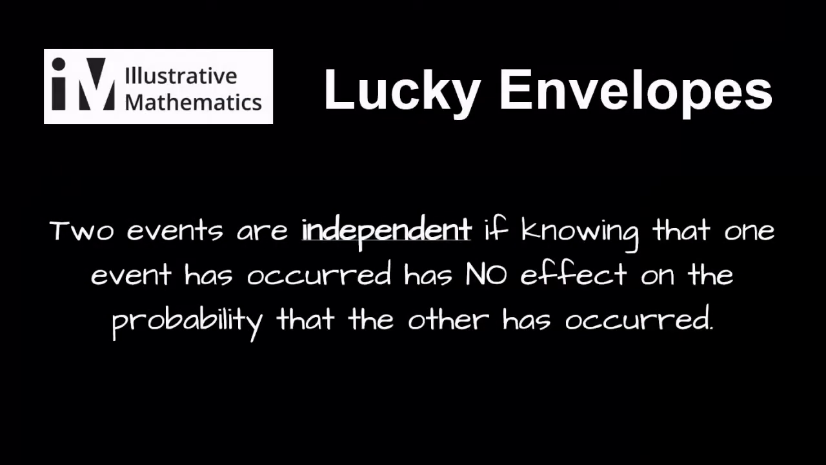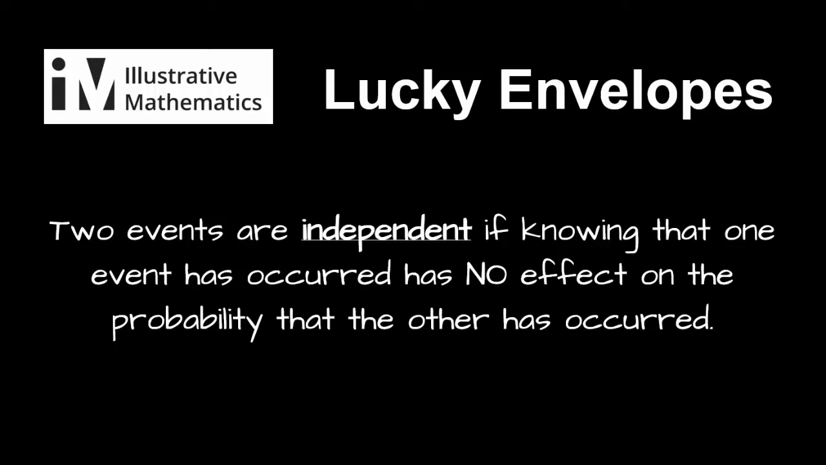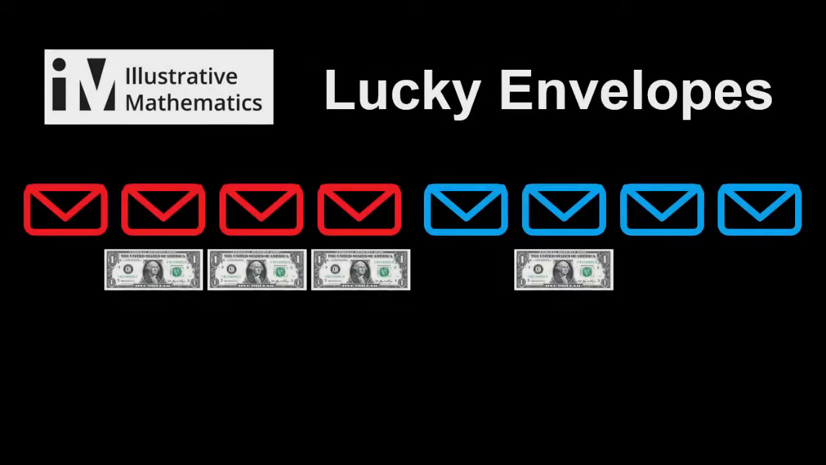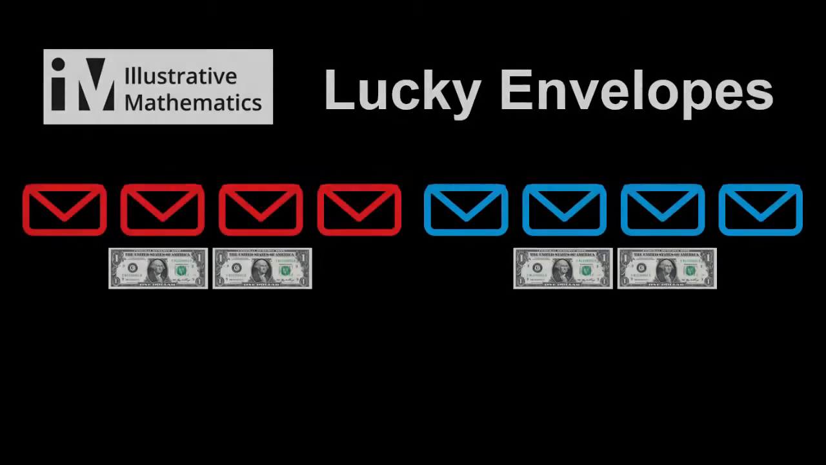In Part C of the task Lucky Envelopes, students are provided with the definition of independent events. They are asked to revisit the conditions provided in the first 2 parts of the task, determine if they are independent events, and then use these particular situations to make conclusions about any 2 events that are independent.